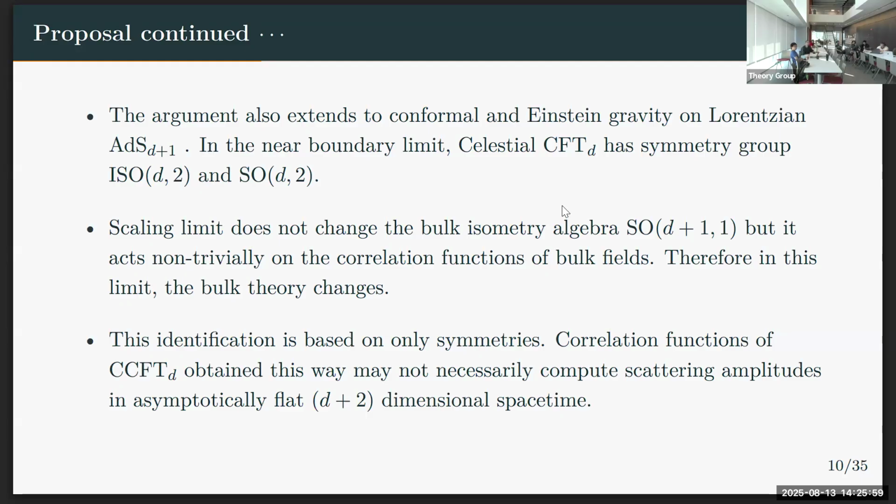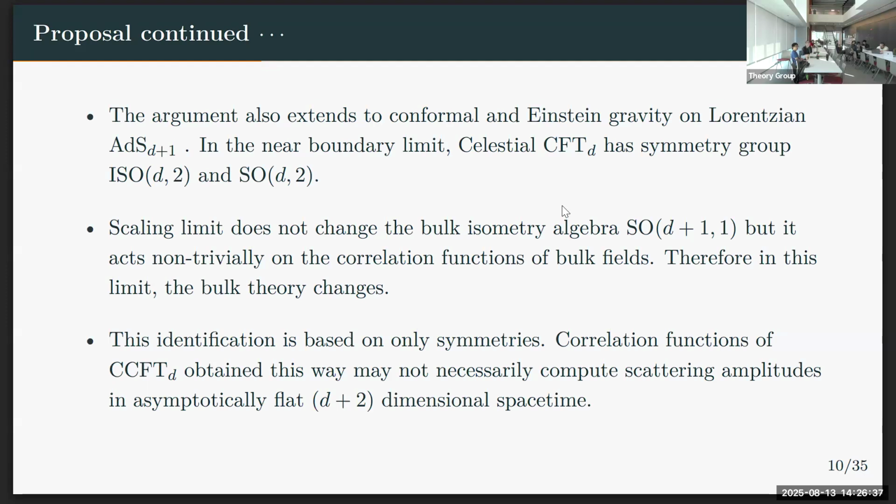Okay, so this argument, I showed it for Euclidean AdS3, Euclidean AdS D+1, but it can also extend to Lorentzian AdS D+1. Your resultant celestial D-dimensional CFT will have a symmetry group ISO(D+1,1) or SO(D+1,1). That's just the general representation. Now, one thing I would like to mention is that this scaling limit does not change the bulk isometry algebra, that's what I've been harping about, but it acts non-trivially on the correlation functions of bulk fields, which you will see in a minute.